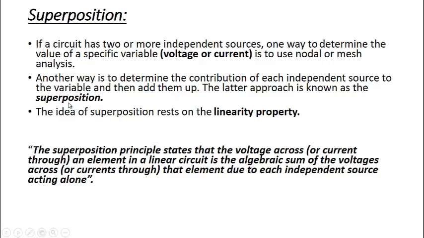So we have two methods. One is using the earlier analysis in which we calculate voltage or current by using the nodal or mesh analysis. But another method is that we can sum up the contribution of each individual source. So we'll take the contribution of one source, neglecting the presence of the other, and then we'll take the contribution of another source, neglecting the presence of the first one, and then add the two.